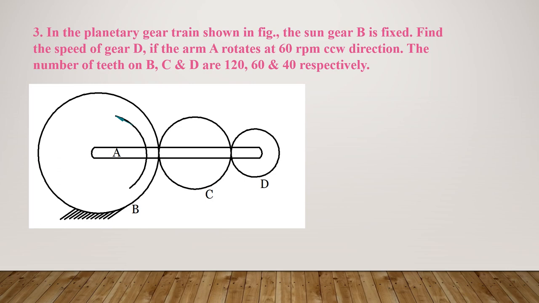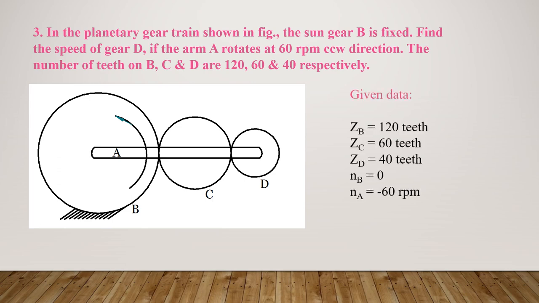In this problem, the figure is given. There are problems where they won't give the diagram, so we have to analyze the question and draw the diagram, which we will solve later. But in this problem, he has given the diagram. First, we will write the given data. Teeth B, C, D are 120, 60, 40. He is telling that sun gear B is fixed, so its speed is 0. Next, he is telling that arm A rotates at 60 rpm counterclockwise. The speed of NA is minus 60, since counterclockwise is minus. So what do we have to find? We have to calculate the speed of gear D.